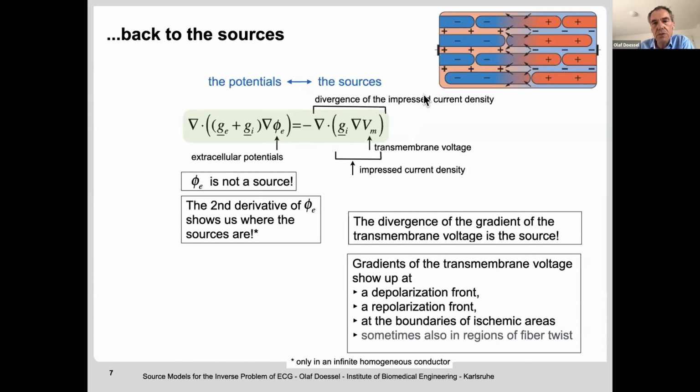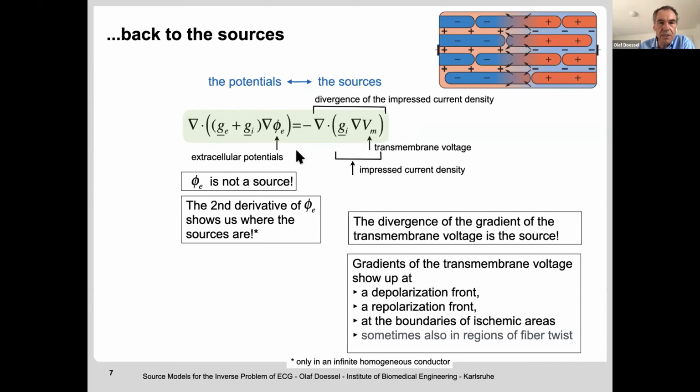So the divergence of the impressed current density, all this could be a source, and I will discuss that. We can do as if the transmembrane voltage is the source, as if the impressed current density is the source, or if the divergence is a source, whatever you like or what you would think is best. On the other side, we have what follows from these sources, and this is the extracellular potentials.